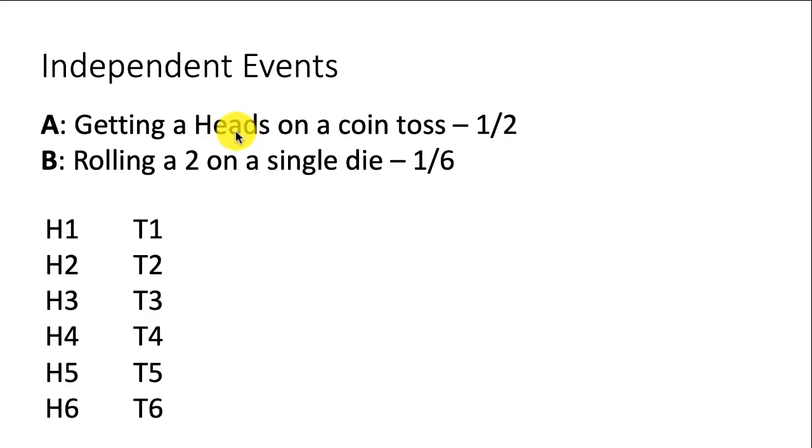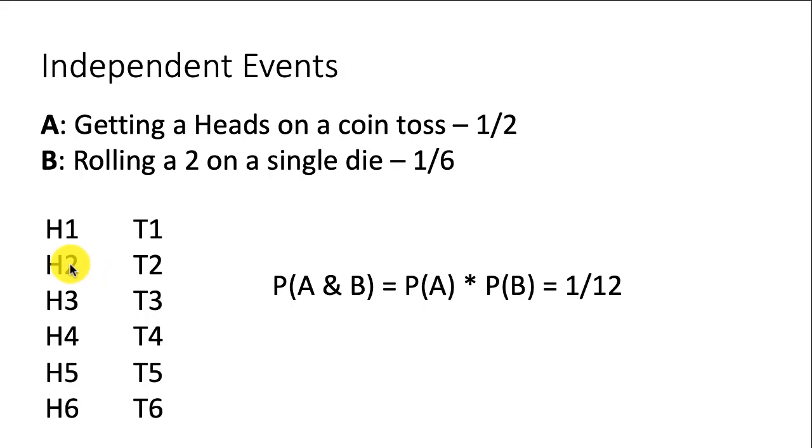Out of these 12, how many do you get heads? 6. And on how many of those have you rolled a 2 on the die? Meaning you're talking about the probability of head and die roll of 2, which is only this particular event. And therefore this is 1 out of the 12 possibilities. So the probability is 1 by 12 just from this. And of course, the formula for multiplication gives us the same result.